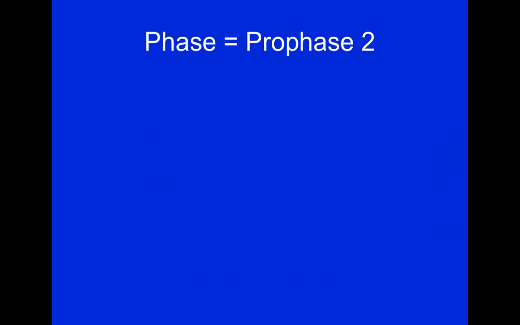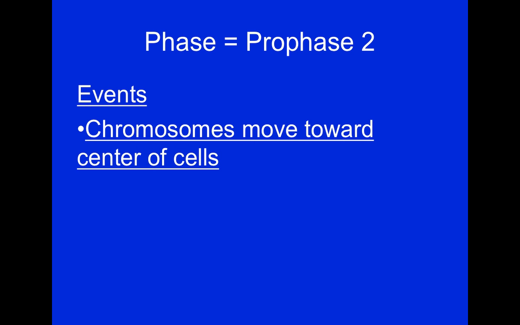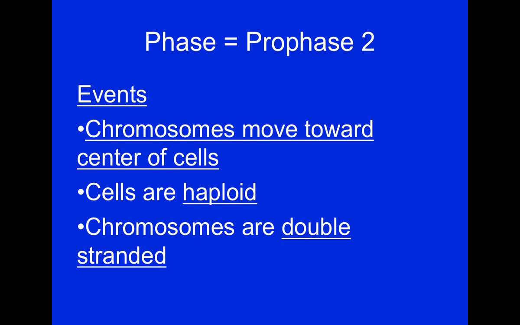Now, we're going to go through a second division here, but in this case, we won't replicate the DNA before it happens. So the second phase is prophase 2, and here there's not a lot going on. The chromosomes just start moving towards the center. The cells are still haploid, and the chromosomes are still double-stranded. So in terms of your picture, it's not going to look a whole lot different than telophase 1.